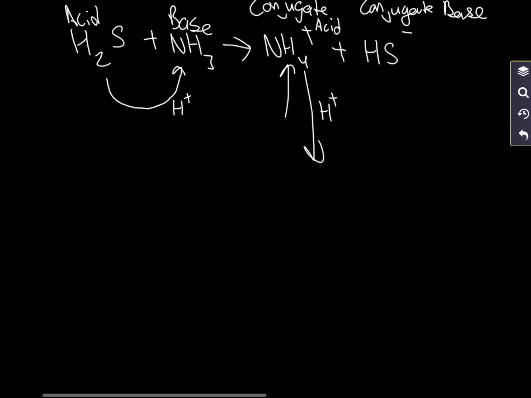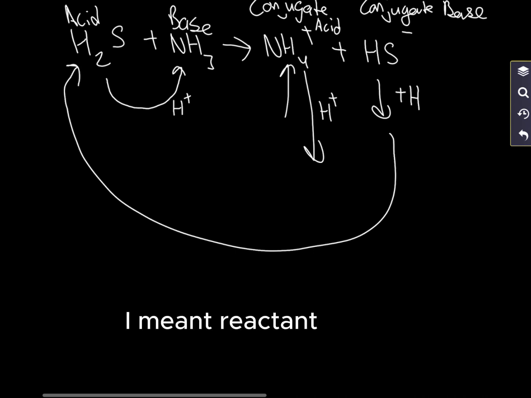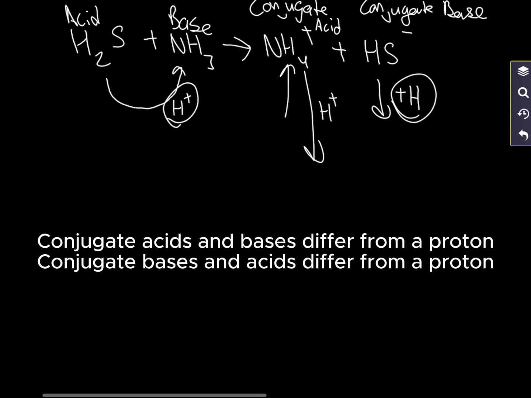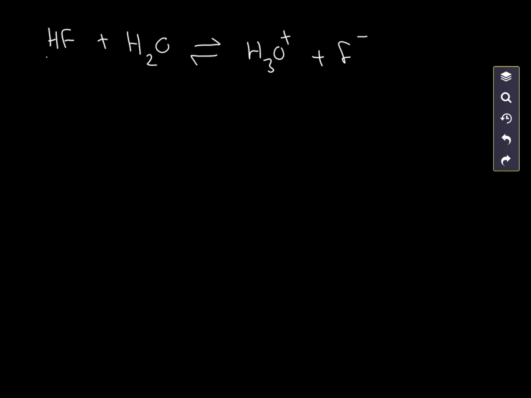And the conjugate base, your negatively charged compound, can react with a positively charged hydrogen ion to form back your original reactant. So you can see that acids and their conjugate bases differ by 1 proton. Try to identify which one's the acid, which one's the base, which one's the conjugate acid, and which one is the conjugate base.